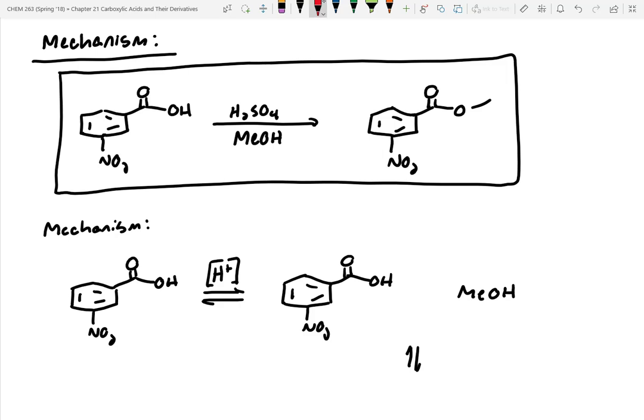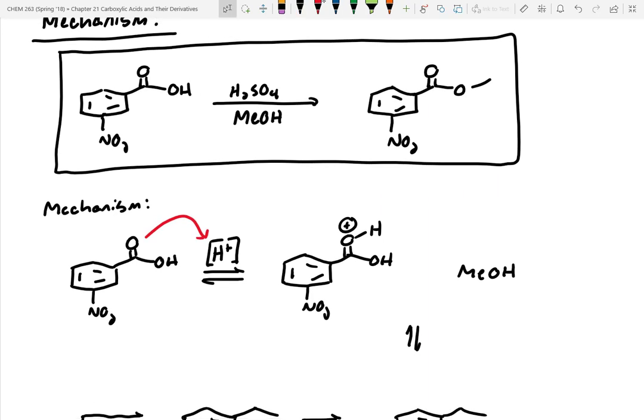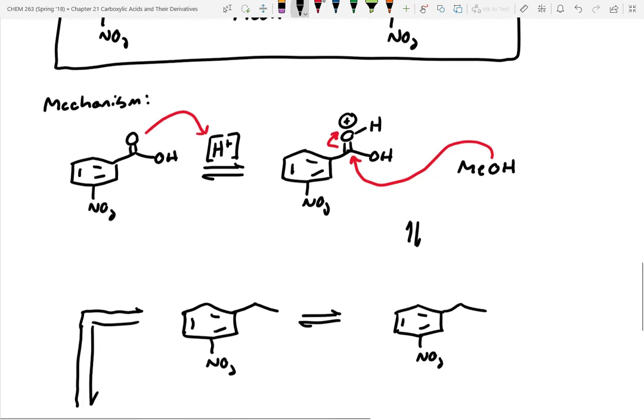All right, just for the sake of time, let's try to start doing this as a class. What's the first step going to be? Protonation of the carbonyl. This is under equilibrium conditions too, so in this case, I am going to emphasize the equilibrium arrows. All right, now we've got our protonated carbonyl, we've got methanol. What will happen next? The methanol can attack in. Okay, so we're making progress.